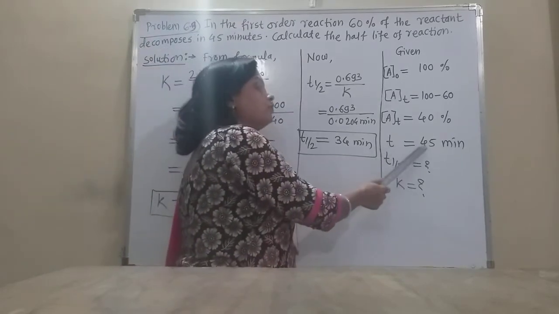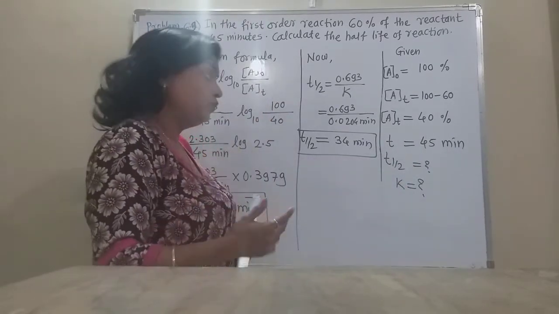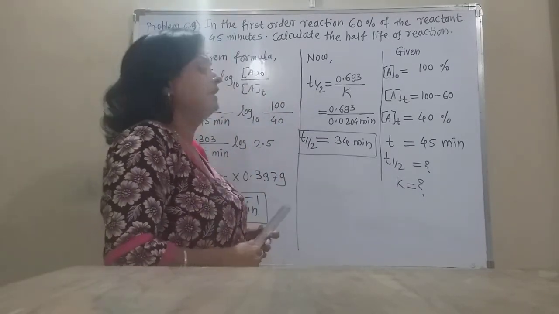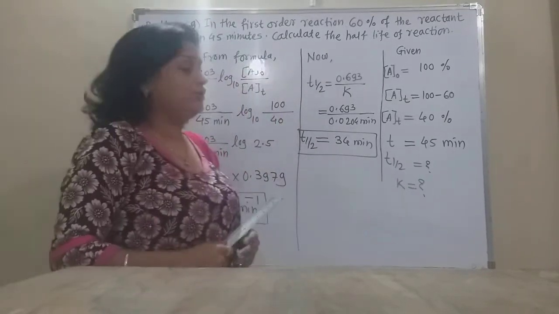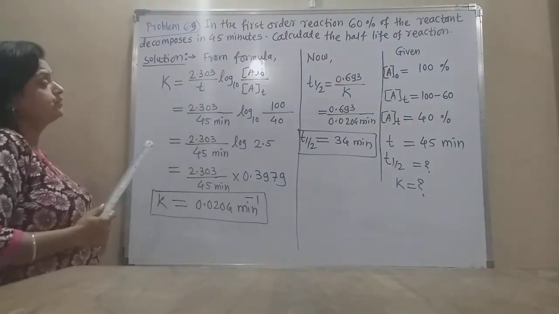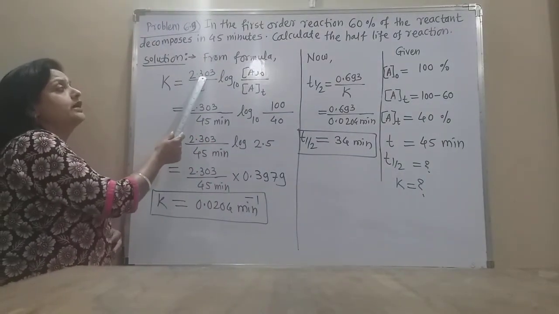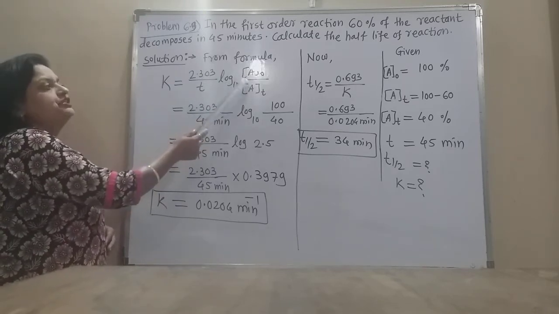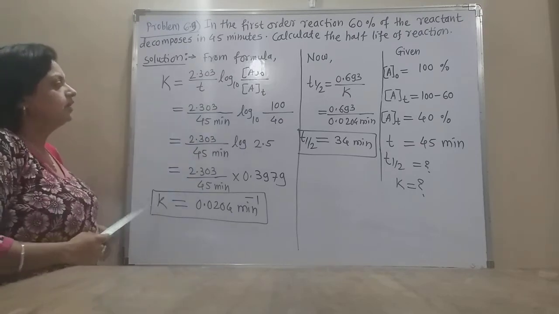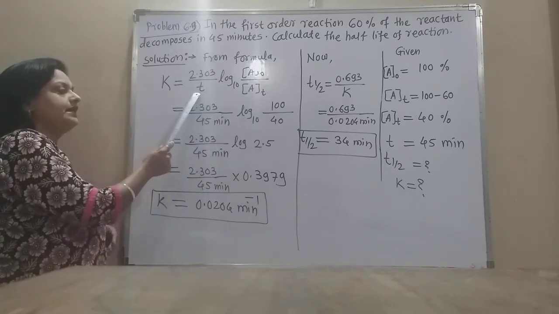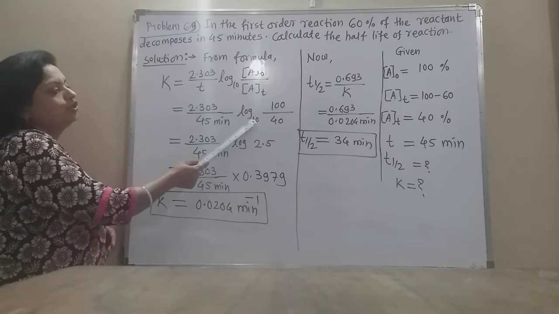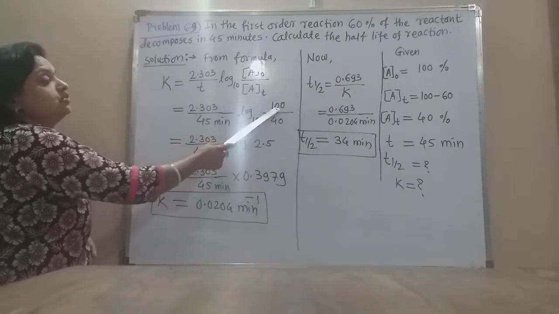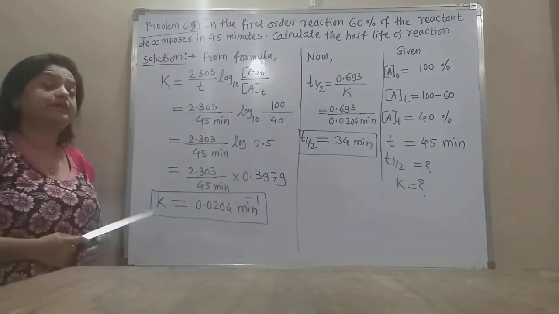And time is given, 45 minutes. We have to calculate the half-life period. But for the half-life period, first calculate K, that is the rate constant. So our formula is K is equal to 2.303 divided by t, log to the base 10, A0 upon A. Now that is 2.303, time is 45 minutes, log to the base 10, 100 divided by 40. Now this is the initial concentration, and this is the concentration after time t.